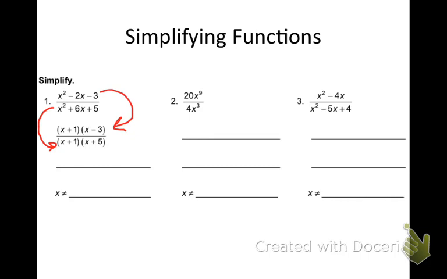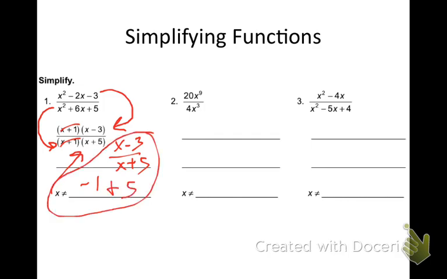Now I look to cancel. What do they both have in common that I can cross off? They both share x plus 1, right? So I cross them out. And that leaves me with x minus 3 over x plus 5. Okay. So that's half my answer, because now I'm going to state what values x cannot equal. So to do that, I go back right up here. What are the 2 values that x cannot equal? Negative 1 and 5. And that right there is my answer.